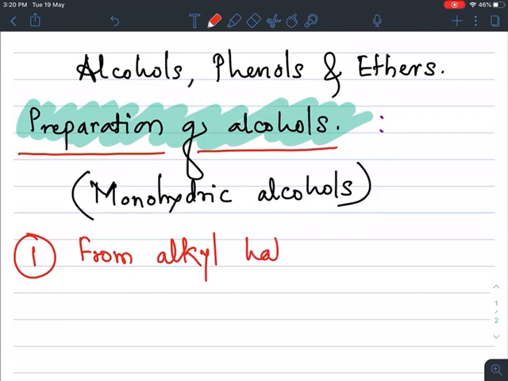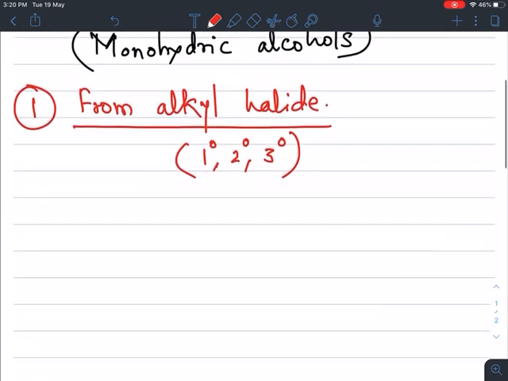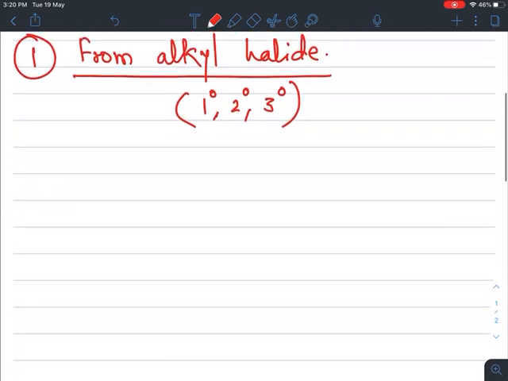You already studied this method in halogen derivatives of alkanes. Alkyl halides are of three types: primary, secondary and tertiary. First we will see the primary alkyl halides. If we take an example of a primary alkyl halide, that is RX. The general formula for alkyl halide is RX. It may be primary or secondary.